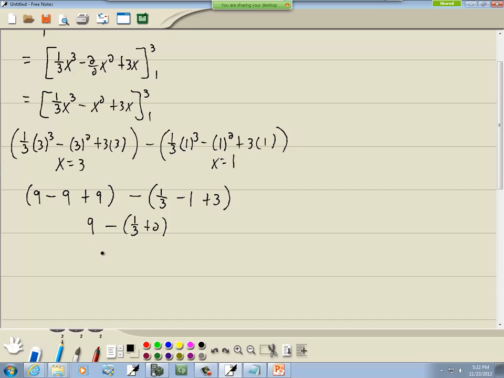Negative out in front, we'll flip a sign. So this becomes 9 minus 1/3 minus 2, which 9 minus 2 is 7, minus 1/3. It's a mixed number. 7 times 3 is 21, plus a negative 1 gives us 20. So we get 20/3 as our answer.